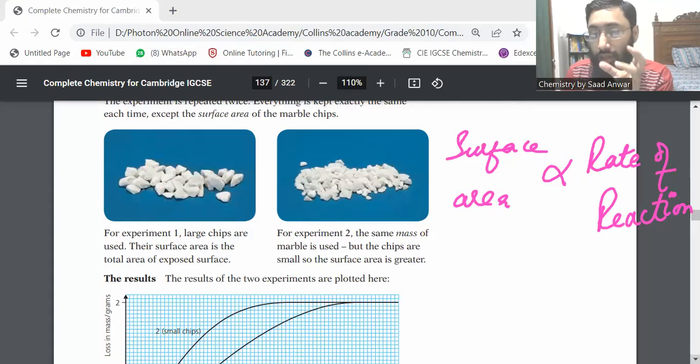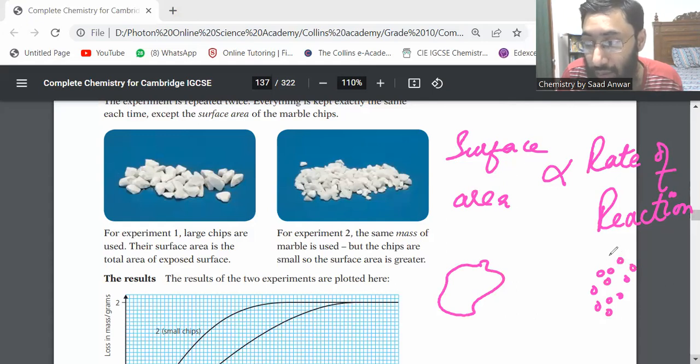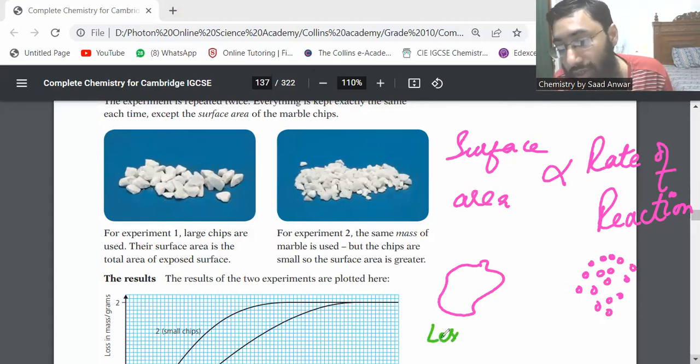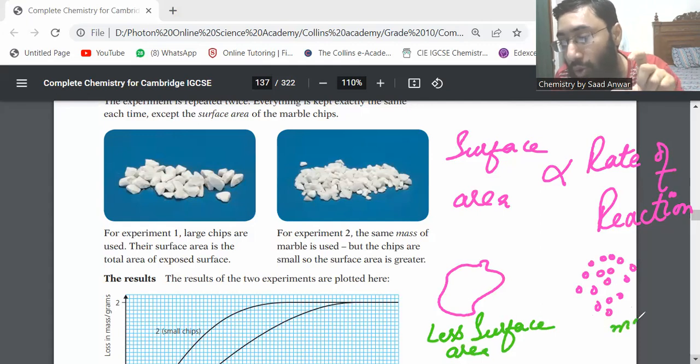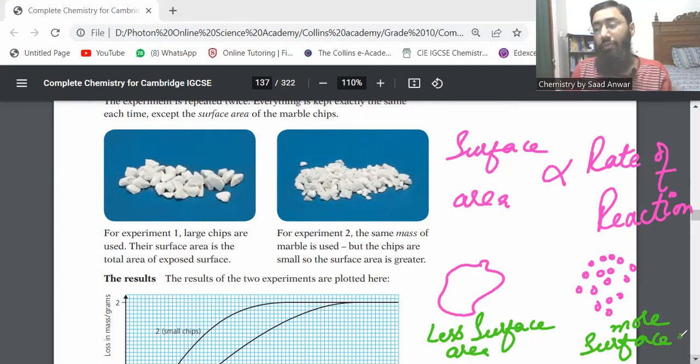And remember, this is a big piece and this is a smaller piece, smaller pieces. Remember guys, very important point I am going to share with you here. A big piece means less surface area. And smaller pieces mean more surface area. Big piece, this is a big piece, reactant can just react here.